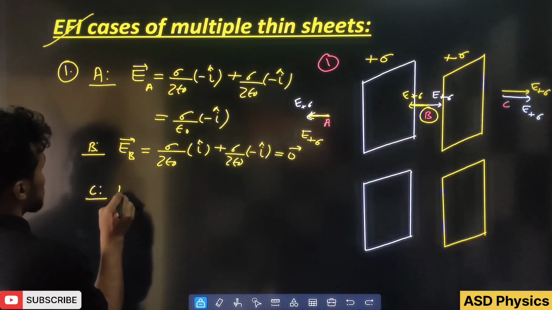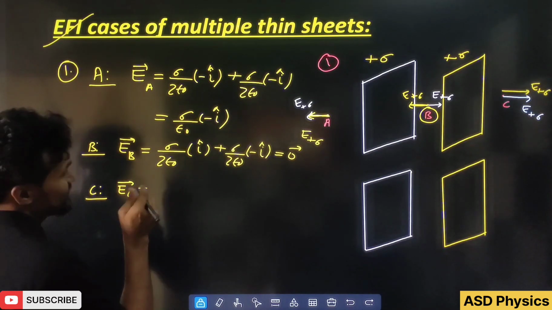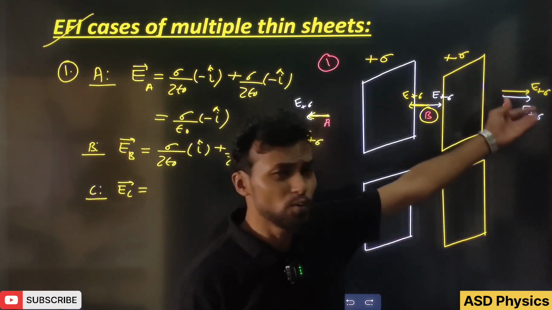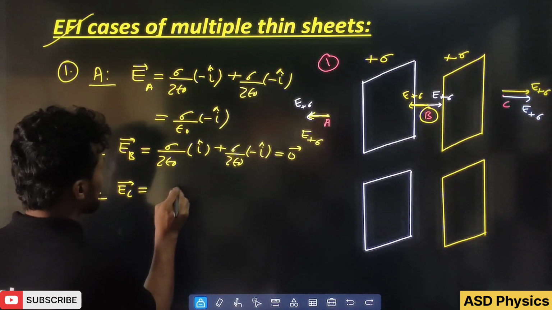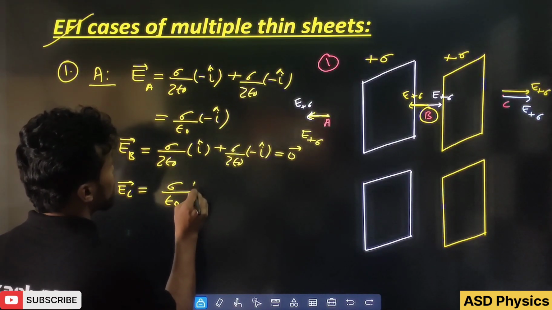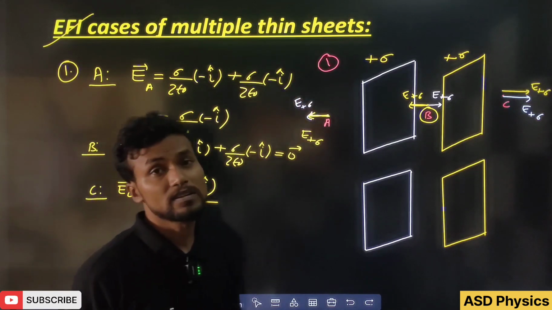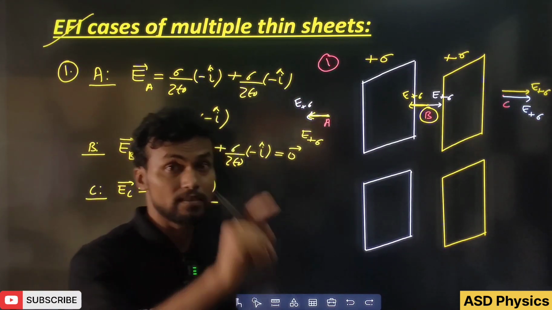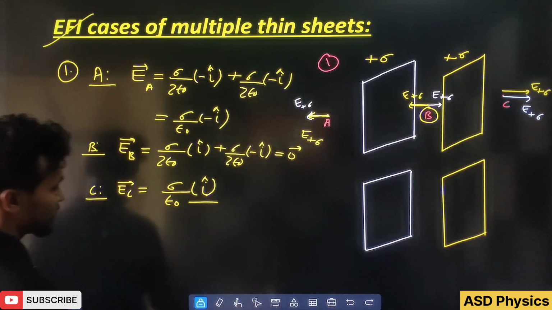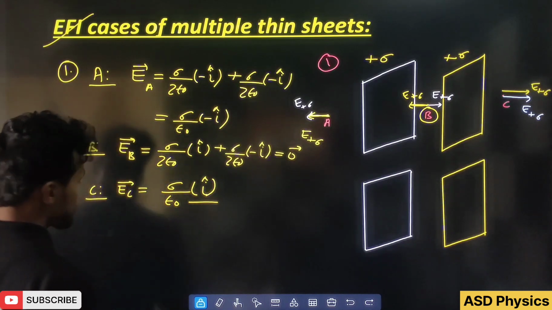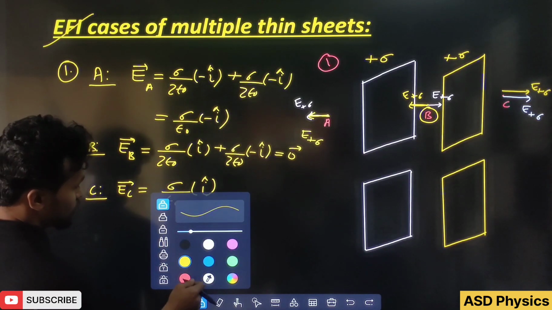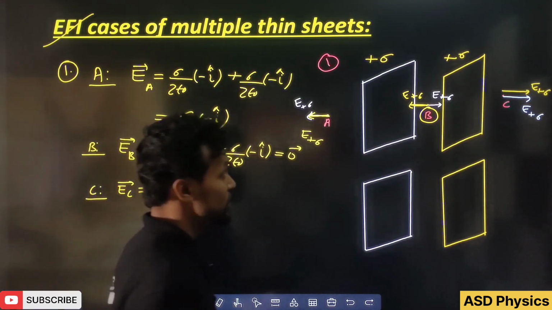Similarly, at point C you can guess very easily. Both are in the same direction, so both will add up. That means it will be sigma by epsilon naught i cap. So this is what we have considered as case number 1. Just see it very well, because after that I am going to do case number 2, and for case number 2 you only have to guess how we are going to do it.